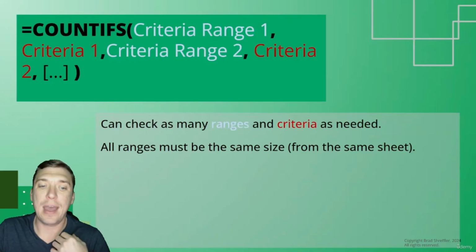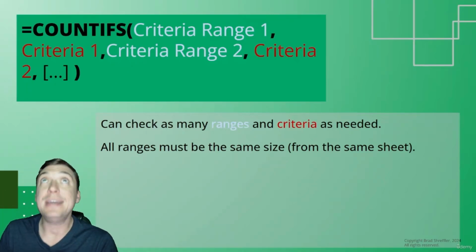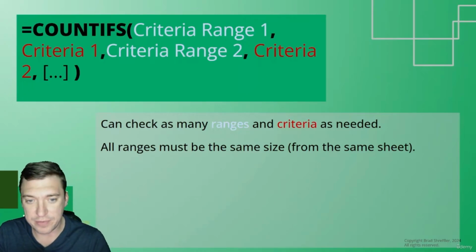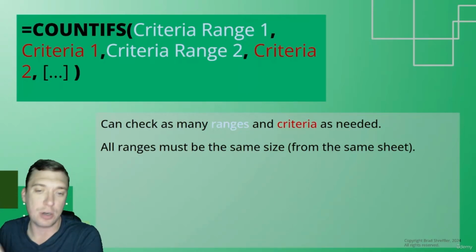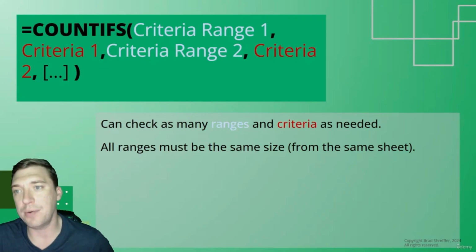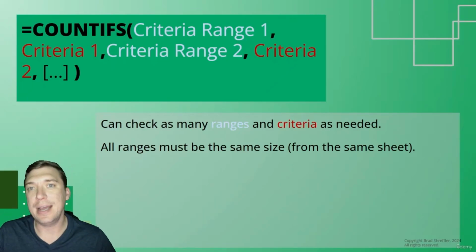We also have the COUNTIFs formula. This is very much the same, except you can repeat the number of ranges and number of criteria as many times as you want. So it can meet 2, 3, 4, 50 different criteria, and it'll count the values in that range that meet all of those things. So let's go back to our practice sheet and see these two in use.